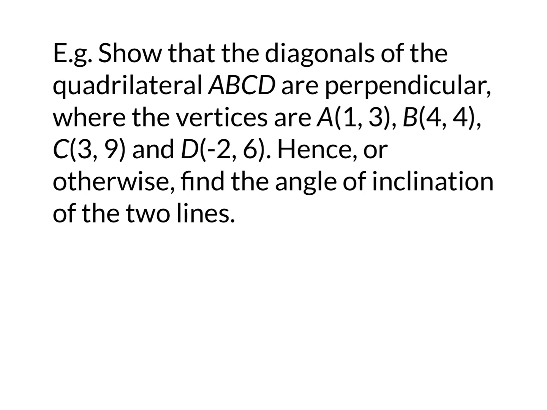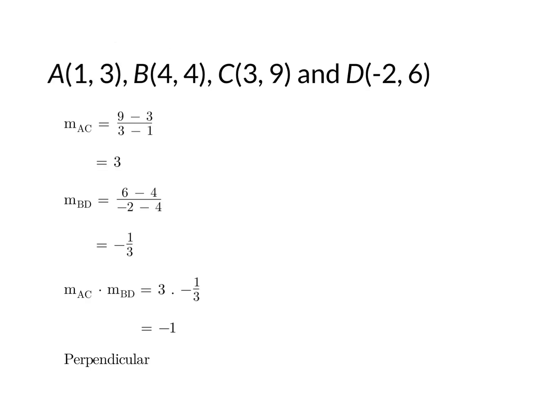So we're going to look at a quadrilateral, A, B, C, D, and we're going to show that the diagonals are perpendicular. And then from there, we'll find the angle of inclination of those two lines using the gradients that we found. So for those points, A, B, C, D is in order around the quadrilateral. So AC would be one diagonal and BD would be the other diagonal.